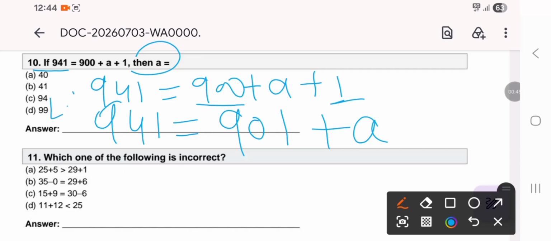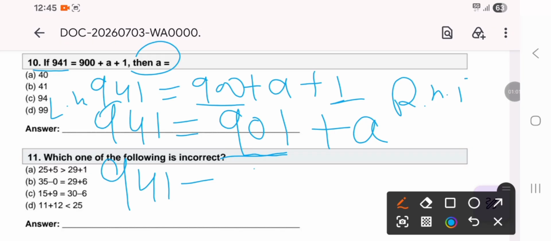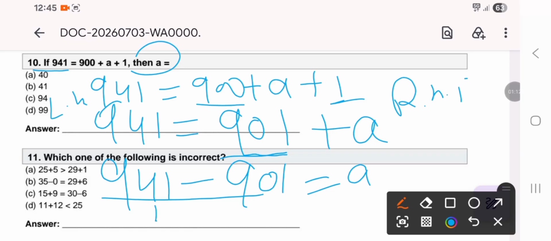So this is the left hand side and this is the right hand side, 941 and here 901 plus a. Now I am going to shift this number to the left hand side. When I shift this number to the left hand side, it will become a negative sign. So 941 minus 901 is equal to a. So solve this. 941 minus 901 is 40, equal to a. So the answer is 40. So option A, its answer is 40.